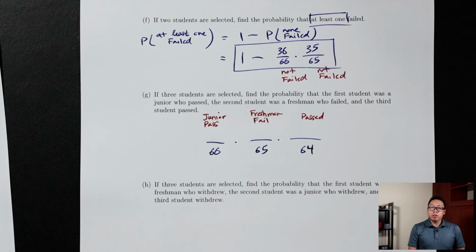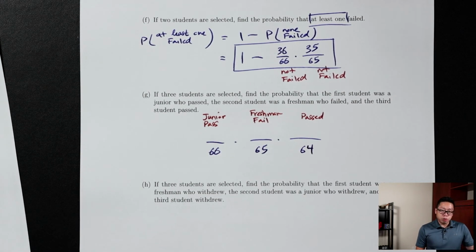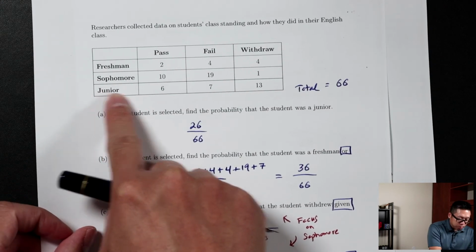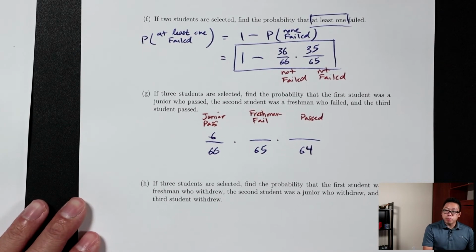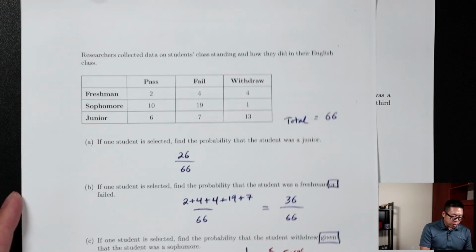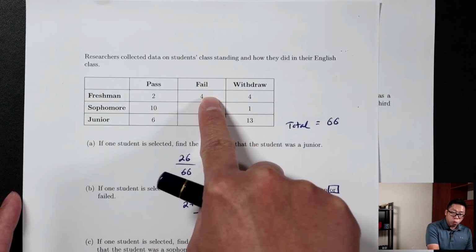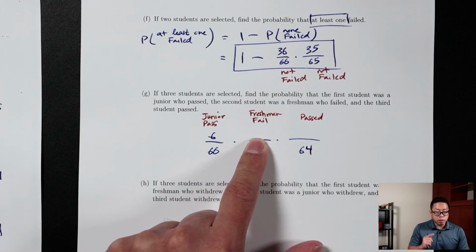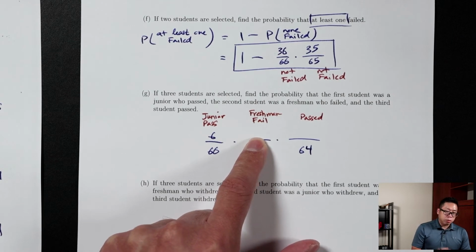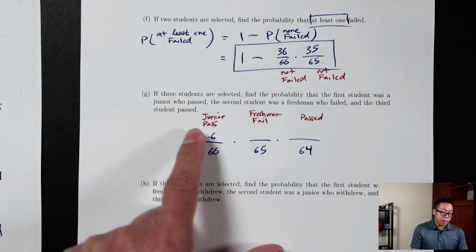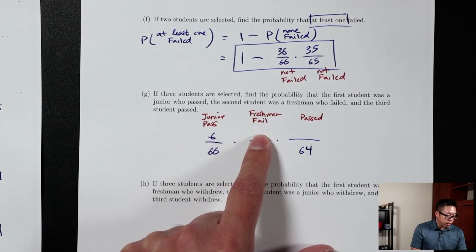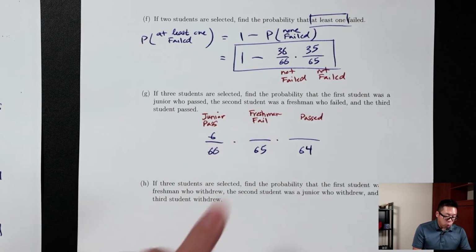First fraction, I want junior who passed. So junior passed, 6. Second fraction, freshman fail, 4. Do we have to reduce here? The question we're going to ask is, have we used any freshmen failed yet? No, right? The first one was junior passed. So we haven't used any freshmen failed yet. So we have the full 4.